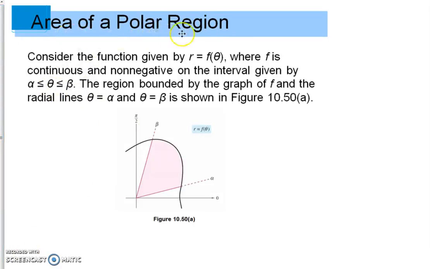Alright, so to find the area of a polar region, we want to consider the function given by r equals f of theta. In other words, you can tell the length of this from the pole is changing, and so that's my function. R equals f of theta is the distance from the pole to here. And you'll notice it's bounded. First I've got down here, this angle theta equals alpha, and the upper bound would be theta equals beta, and so you can see that listed here.